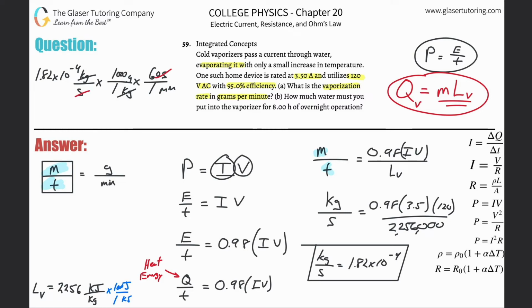So we'll take that value, multiply it then by 1,000, and then multiply it by 60. So about 10.9. So we've got here about 10.9. What is that? Grams per minute. Okay, there you go. So, sure, that takes care of that.